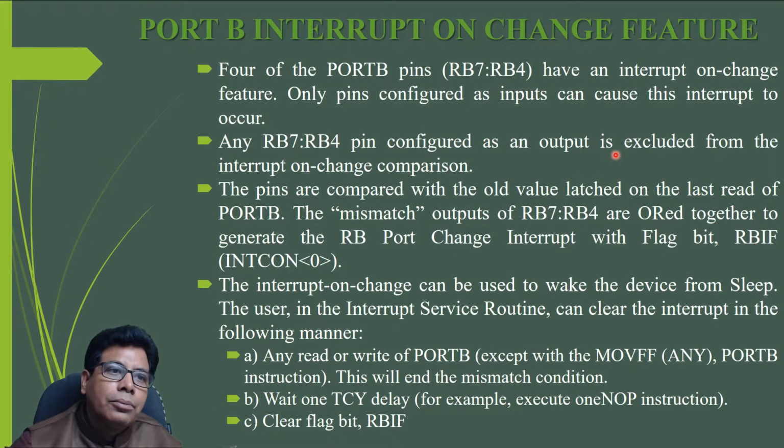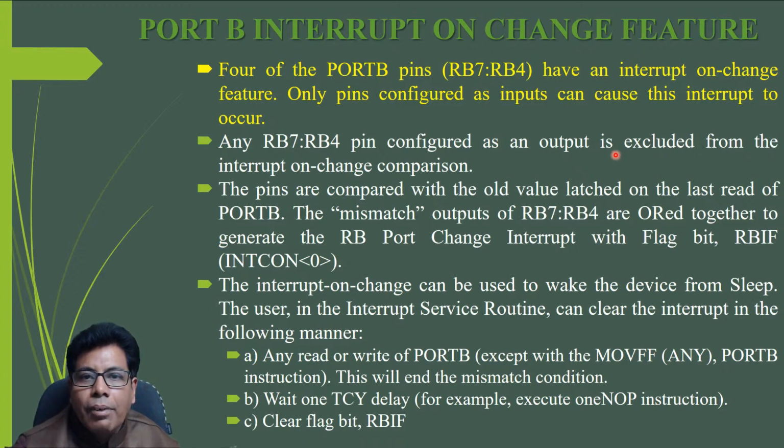Then let us go to the Port B interrupt on change feature. Here, four of the Port B pins, RB4 to RB7, have an interrupt on change feature. Only when they are configured as inputs is this feature available. If any pin is configured as output, then it is excluded from the interrupt on change. This feature is not available.